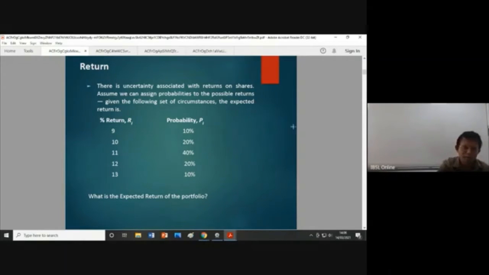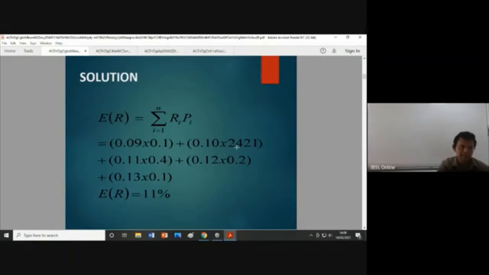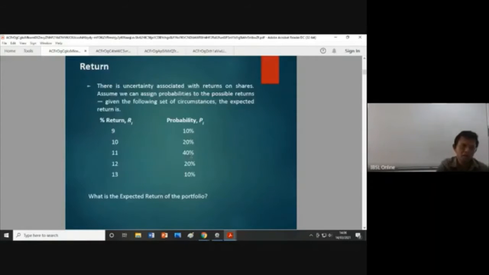So how do you calculate the expected return under this circumstance? How do you calculate it? Expected return. So basically, 9 into 10%, 10 into 20%, 11 into 40%, 12 into 20%, 13 into 10%. Once you add those up, that is the expected return. So expected return is important for you to calculate the standard deviation.